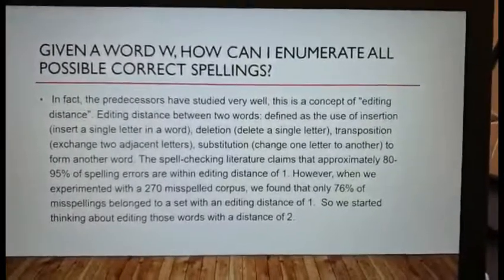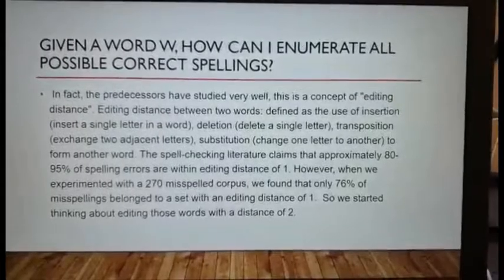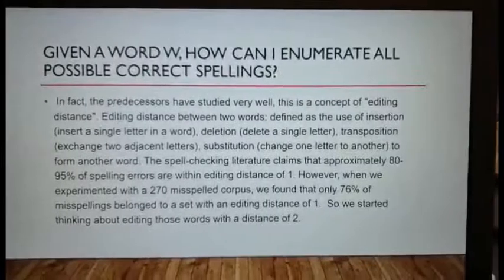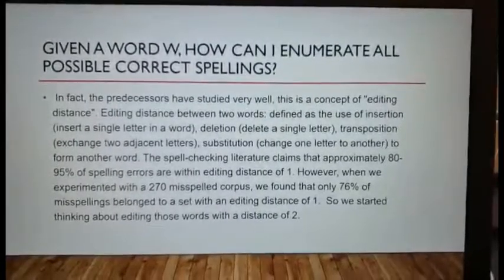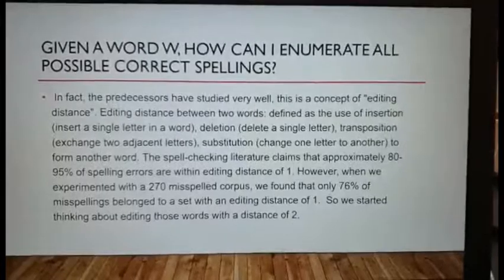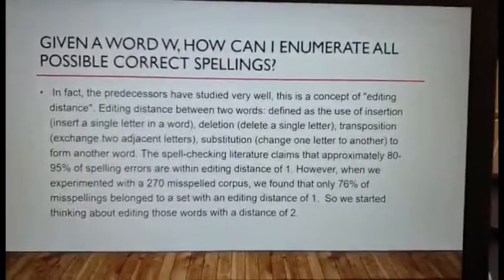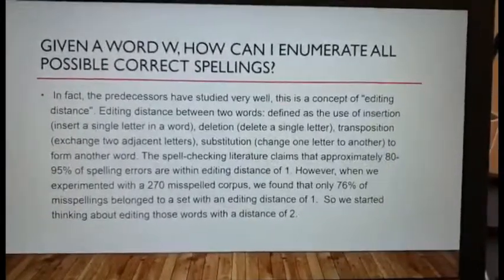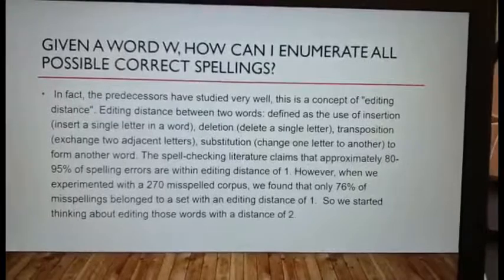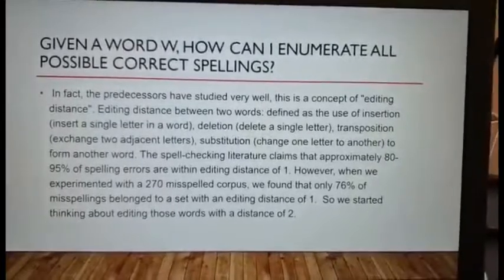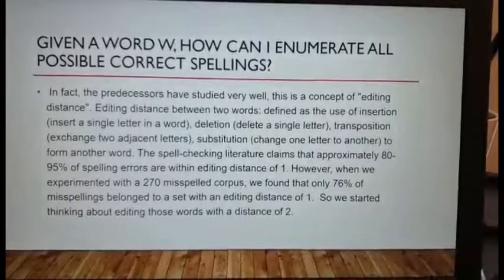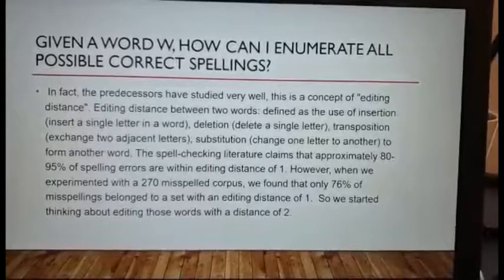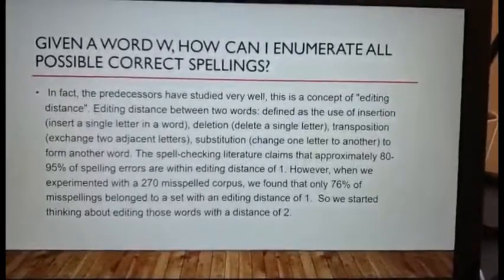And then the spelling checking program claims that around 80 to 95% of spelling errors are within an editing distance of 1. However, when we experimented with 270 misspelled words, we found that only 76% of misspellings belonged to a set with an editing distance of 1. So we started thinking about editing those words with a distance of 2.